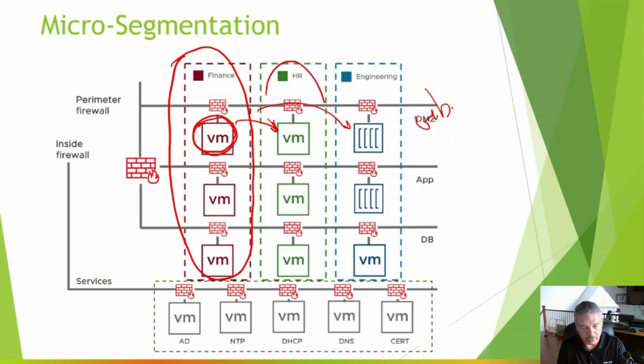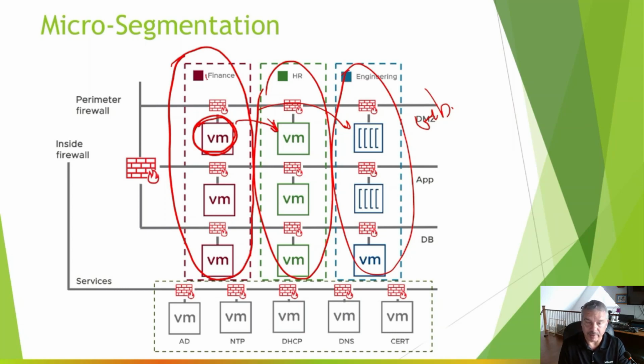So we can do that, make these micro segments. Again, the finance server only sees the finance VMs. They don't see the other ones, HRs or engineering, and vice versa.